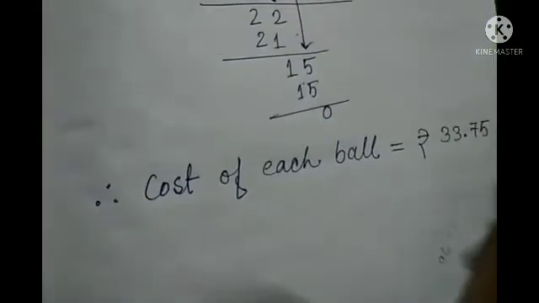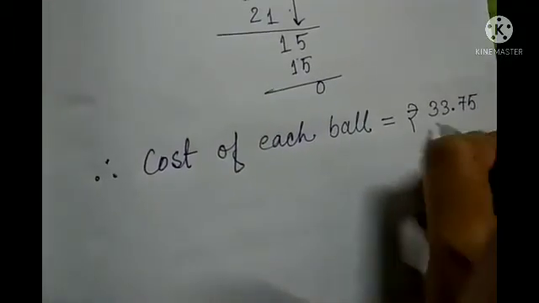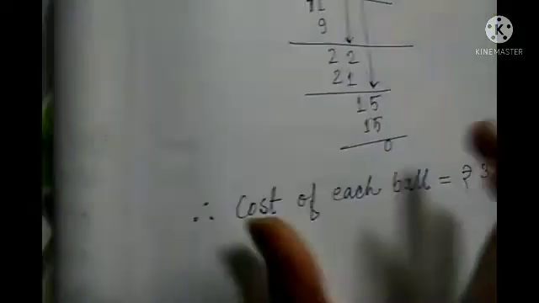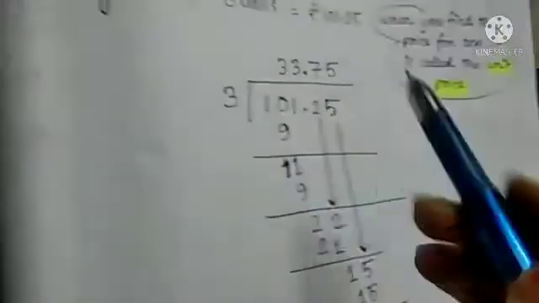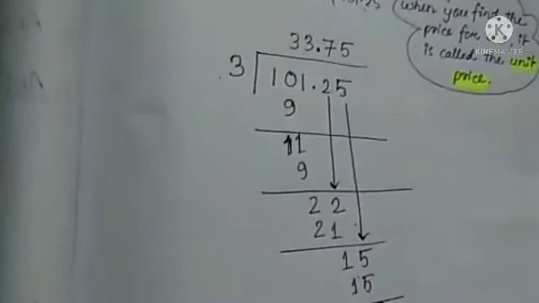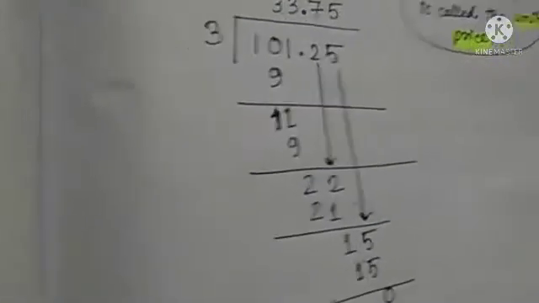33.75. Or you can write unit price for ball is this much. Okay students, I think you can do the rest of the numbers. Also students, if a decimal point is there, no need to worry. Same procedure you have to follow and you have to solve the division. No need to worry.